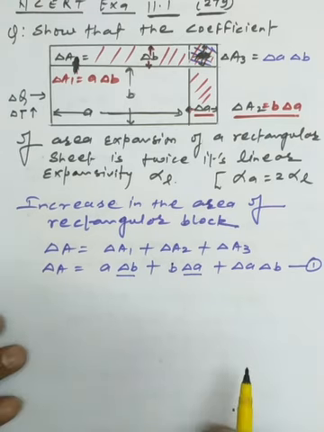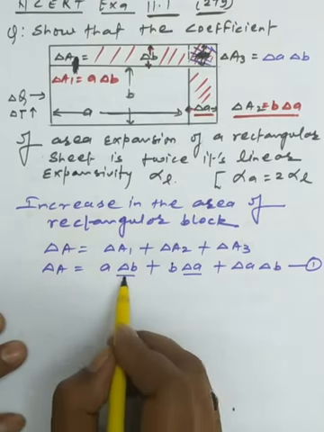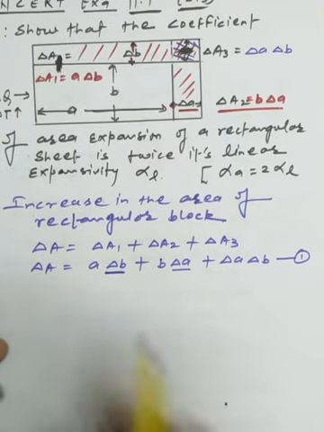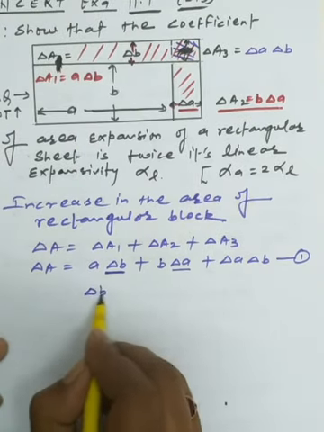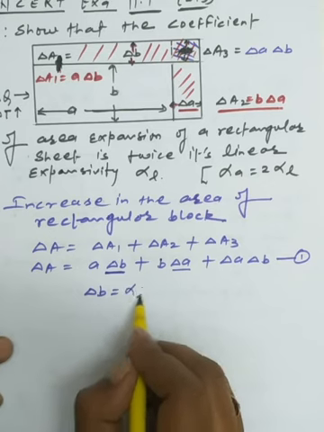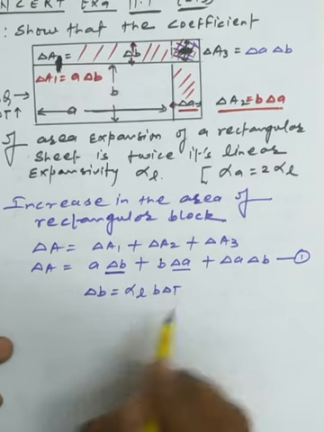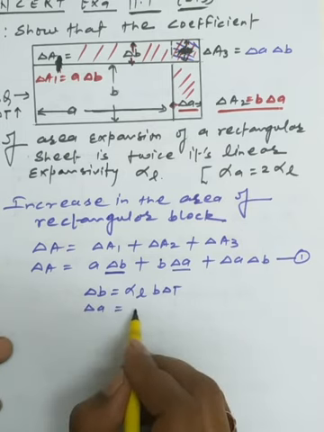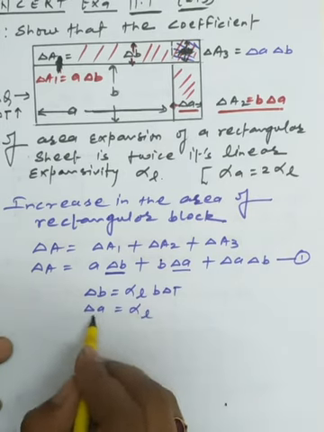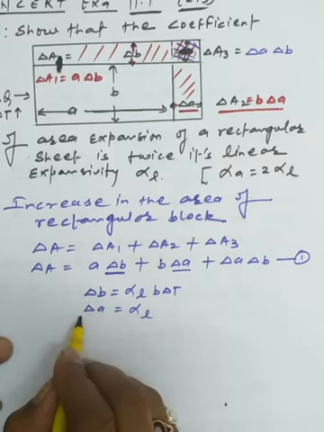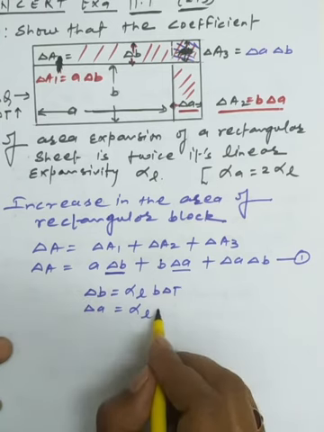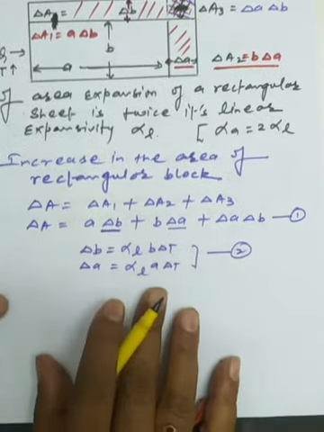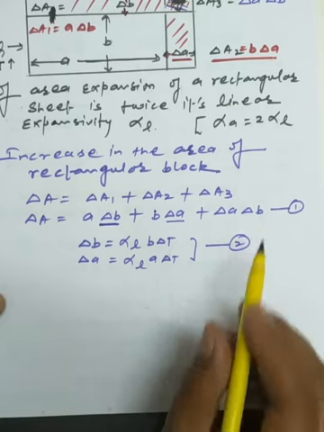Okay, so here we can write, in place of delta B, now I am making the change: delta B can be stated as alpha L B delta T. This is the possible representation of delta B. Now delta A is equal to alpha L A delta T, because this is the portion of the length we have. This is equation number 2. Now we are using equation number 2 in equation number 1.